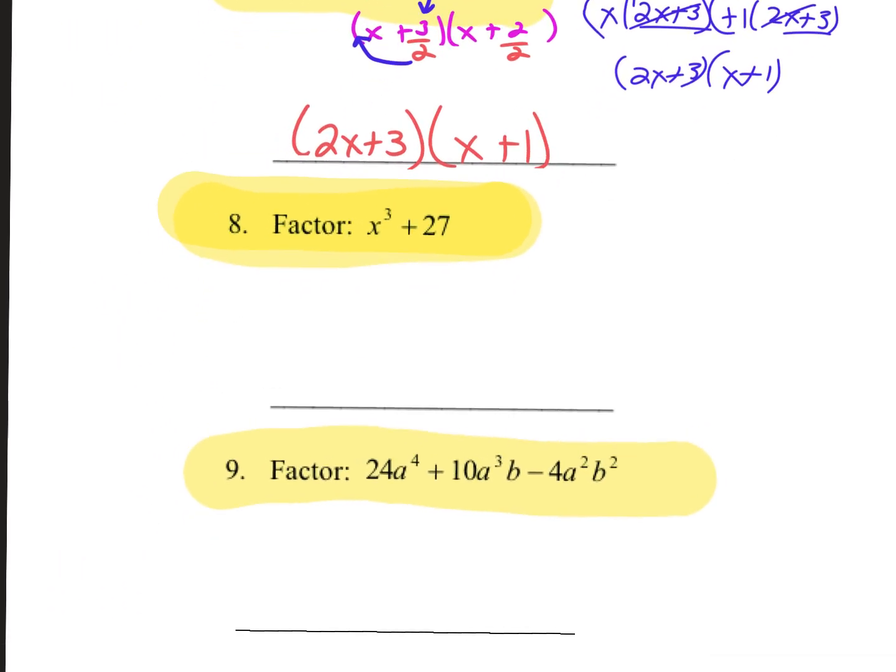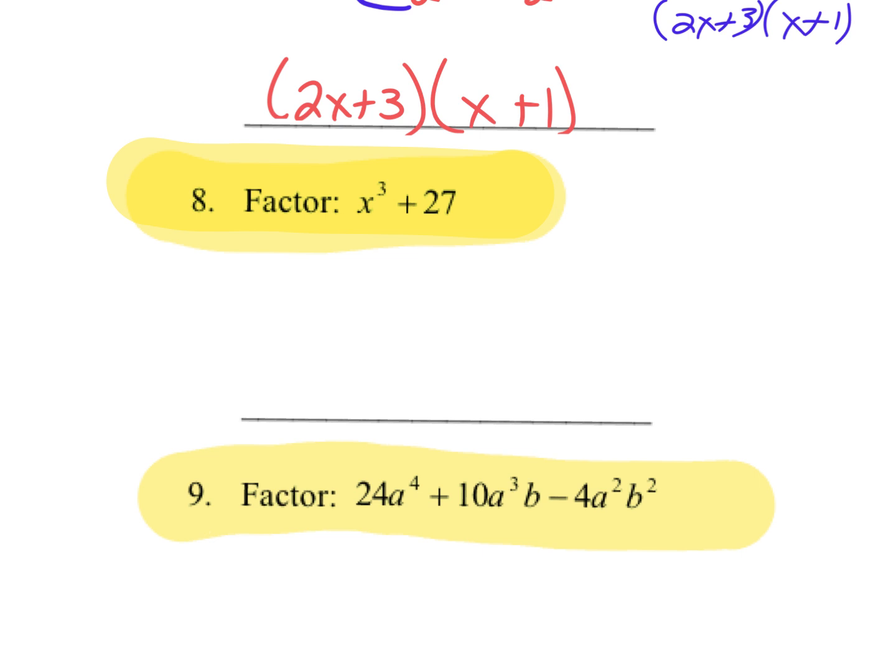All right, let's look at something like number 8, GCF. Yes or no, GCF? Okay. So is this the difference of perfect squares? Nope. It's not. It's a plus sign. Sum of cubes. 2 terms. It is the sum of cubes.